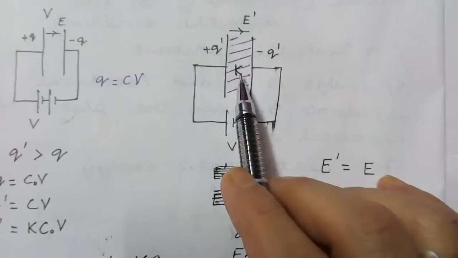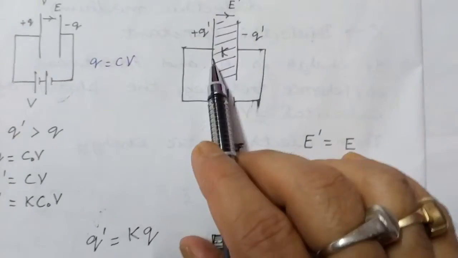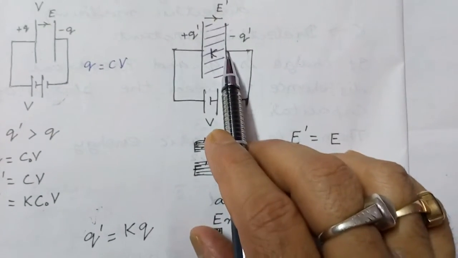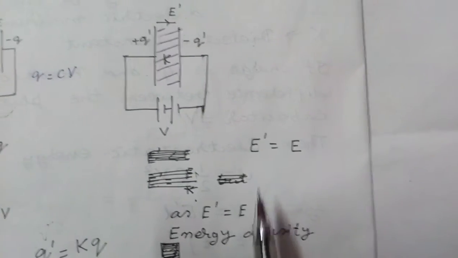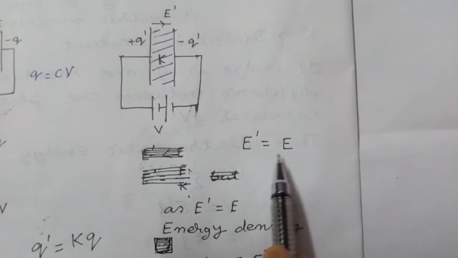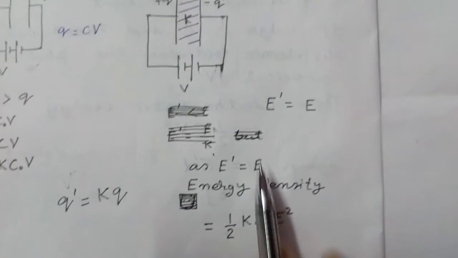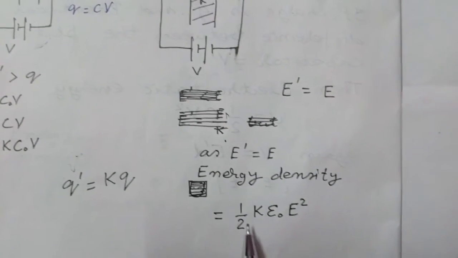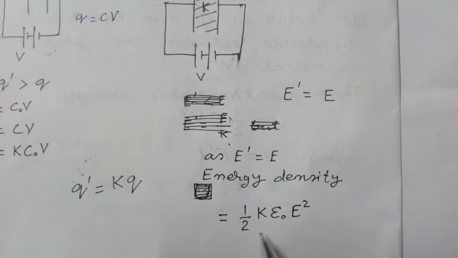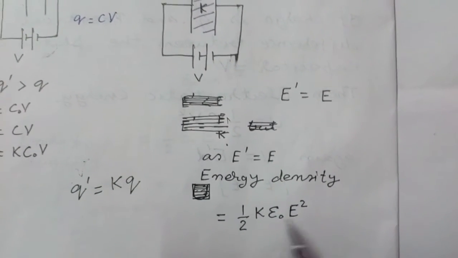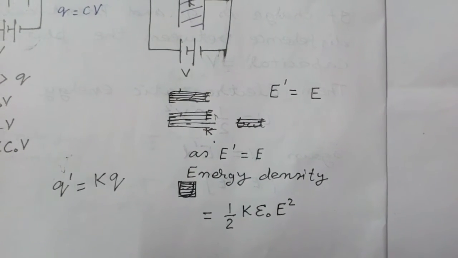So due to the dielectric slab, electric field decreases, but due to more charge, electric field increases. So in this way E is compensated. So E dash will be equal to E. As E dash is equal to E, the formula for energy density will be half K epsilon naught E square. So this is the formula for energy density when a dielectric slab is between the plates of the capacitor.